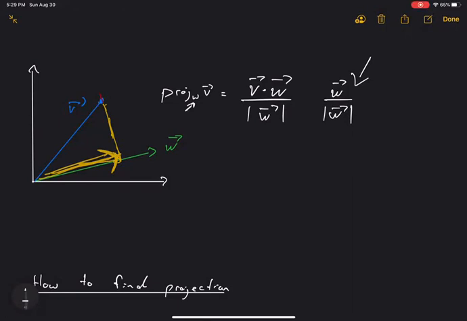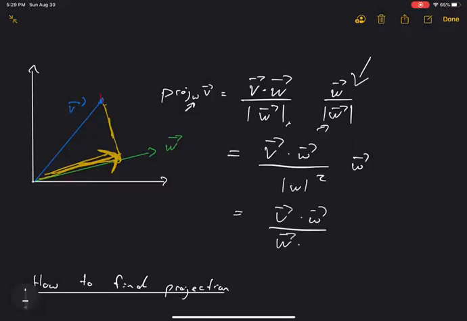Okay, and we could rewrite this. Another way to write this formula is like so. In my denominator, I have magnitude of W times magnitude of W. Well, remember what magnitude of W squared is. That's the same thing as W dot W. Okay. And this is the form I use. That's the formula I remember, but you do whatever's right for you. All right. So that's the projection of V onto W.